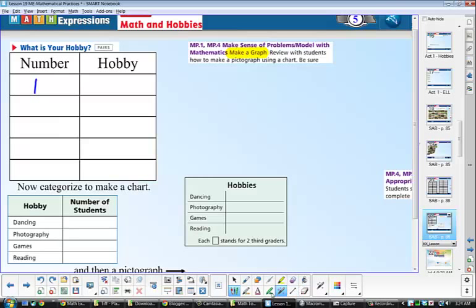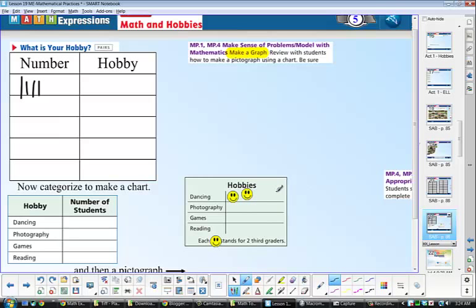make a chart. And I'm going to make this chart a little bit fun because we want each of these smile faces to stand for 2 third graders. And so if I had 4 people that like to do dance, I can actually go down here and if I put 2 smiley faces, and each of those smile faces equals 2 third graders, and I put 2, how many is that?